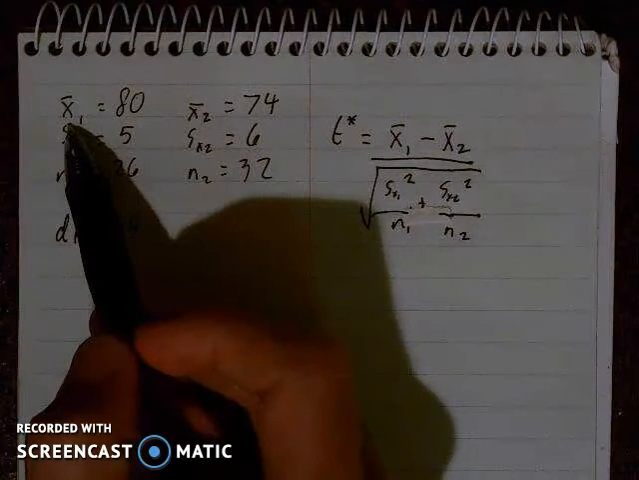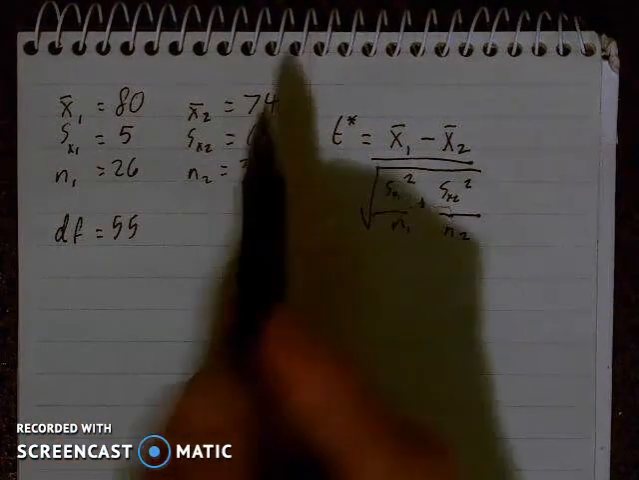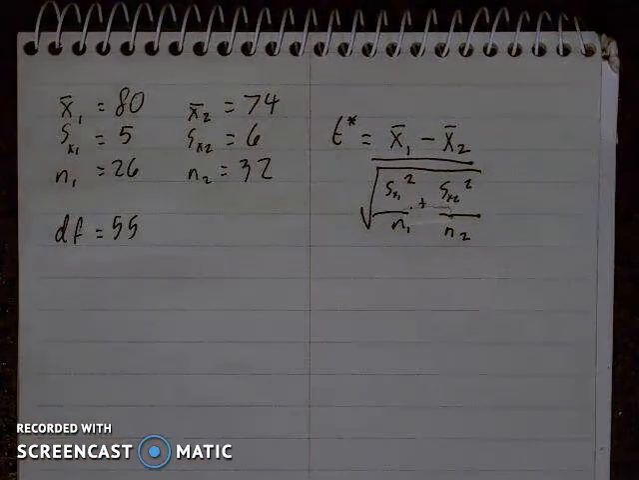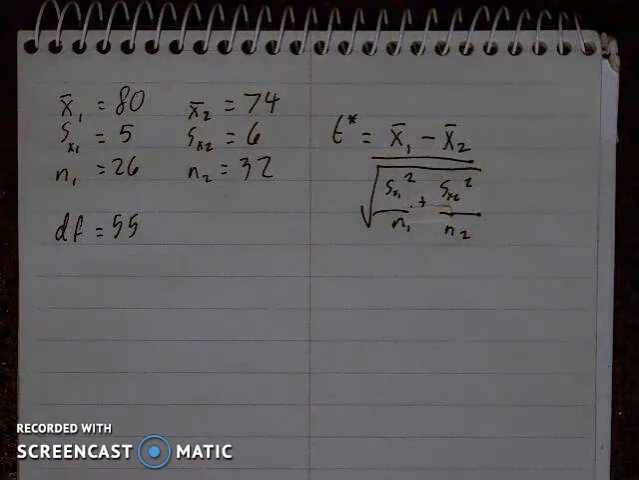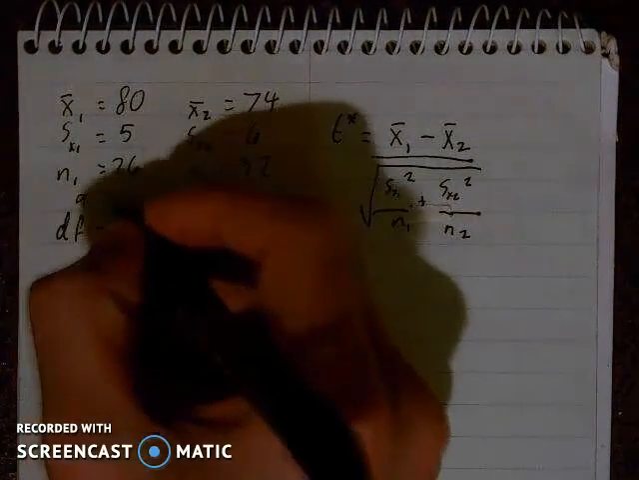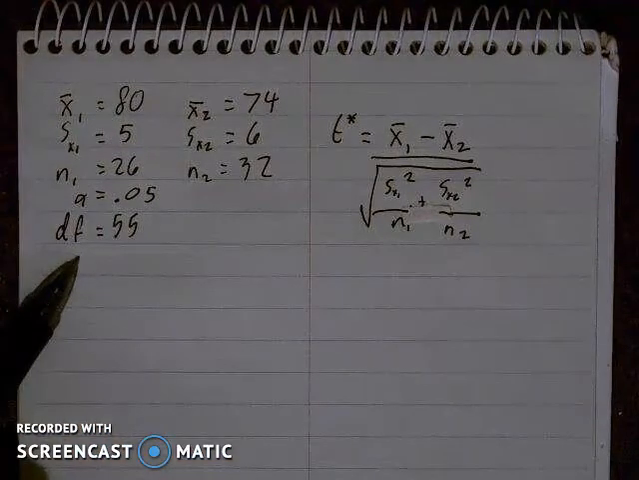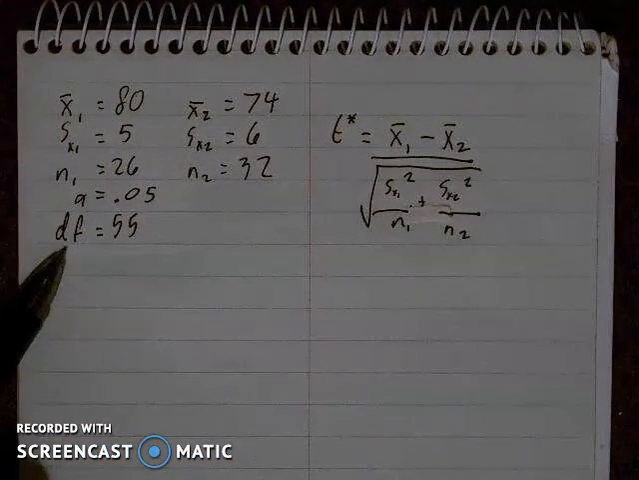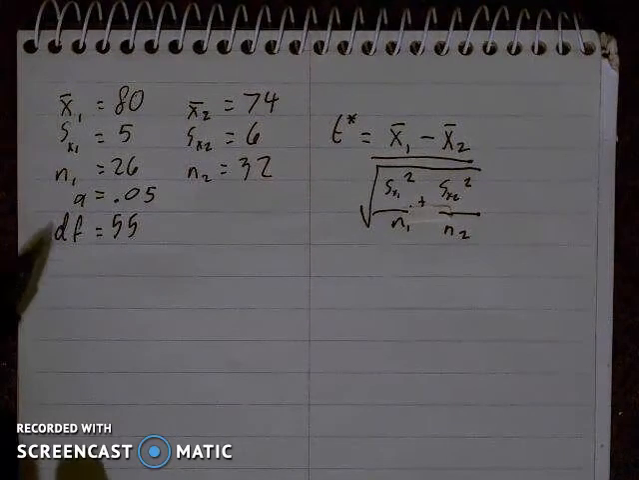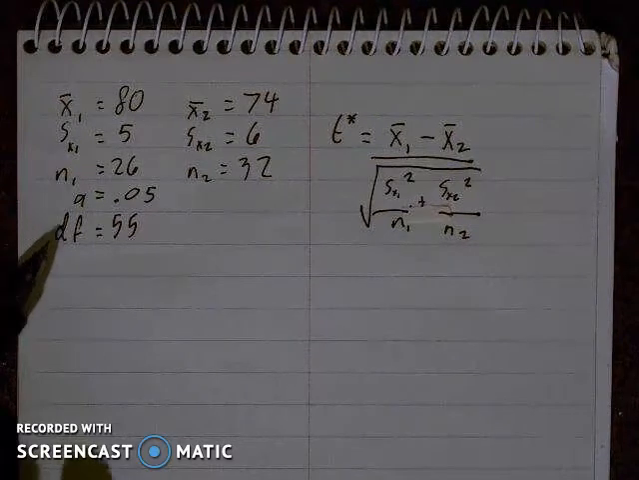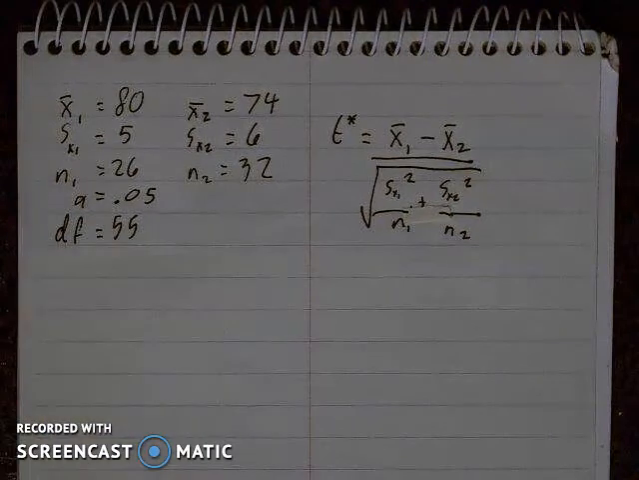So we know our first sample's mean was 80, our second sample's mean was 74. We have 5 and 6 as the sample standard deviations. Our sample sizes were 26 and 32. We know our alpha is 0.05. And in the previous video, I showed how you would calculate the degrees of freedom. I'm not going to go through that again because that was terrible, and I don't wish that on anyone. So instead, if you would like to figure out how to calculate that, we'll go back to that. That'll come up here in a little bit.